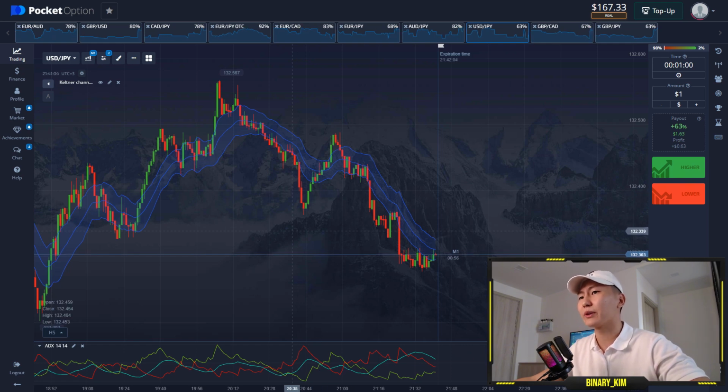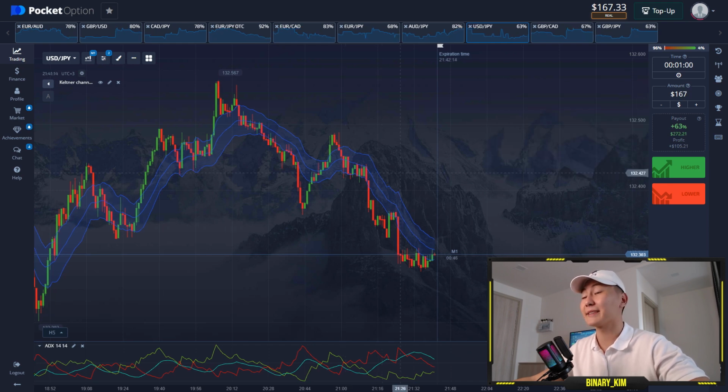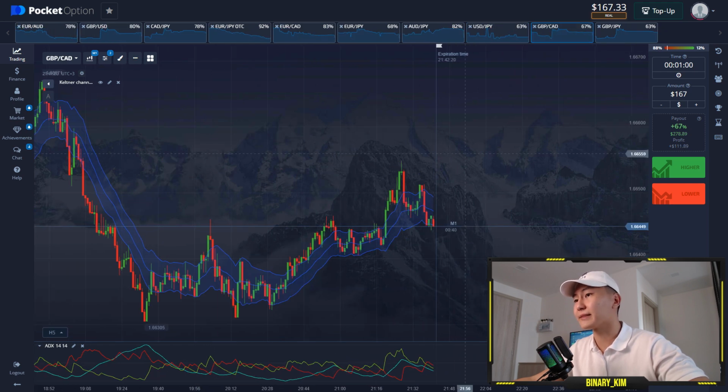All the currency pairs have been picked and there are 167 bucks on the balance. We trade for all the money on a 1 minute time frame as usual. Let's get started. We are going to analyze the market first and see what we have here.